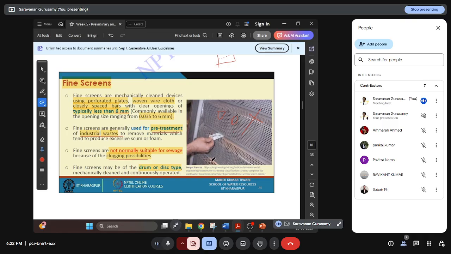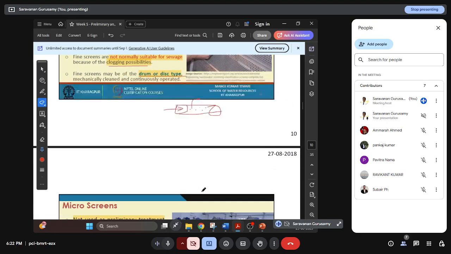How to use the fine screen? It will be of drum type or disc type. It will go through this and it will come out like that. Drum screens are also there. So the drum will have perforations. If water is passed through the center of the drum, clean water will come out through the periphery. Like that, we can use the drum screen.